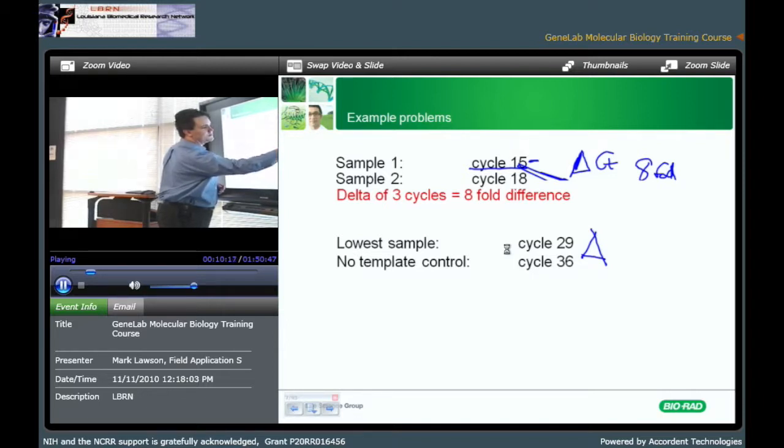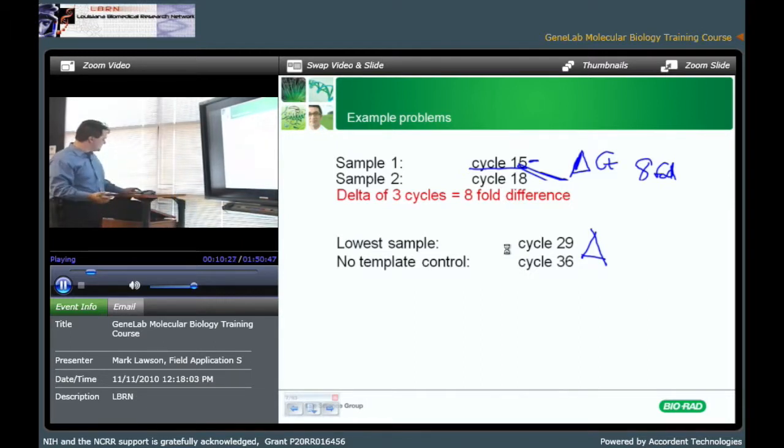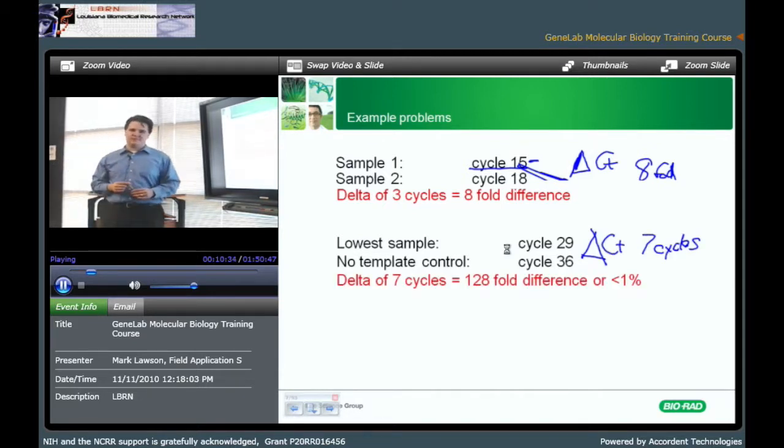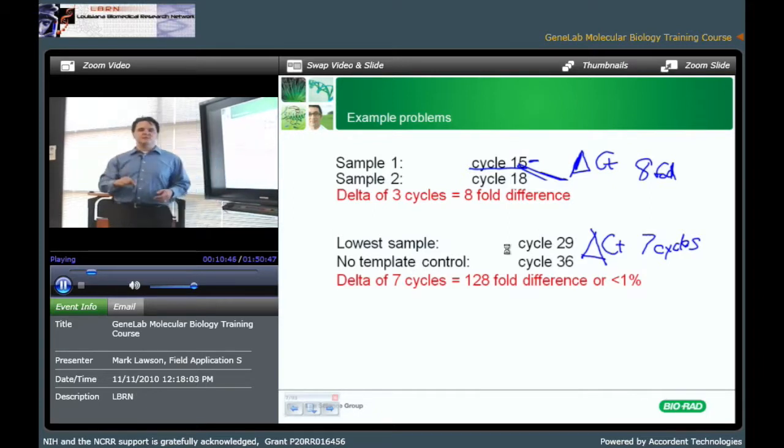And since I know my powers of 2 math, I can say 2, 4, 8, 16, 32, 64, 128. So I can say that the difference between my no template control and my lowest abundance sample is a 128-fold difference. And I can express that in my manuscript, my grant submission, wherever I'm documenting this, as less than 1% of the signal in the lowest sample could have been contributed by non-specific sources.